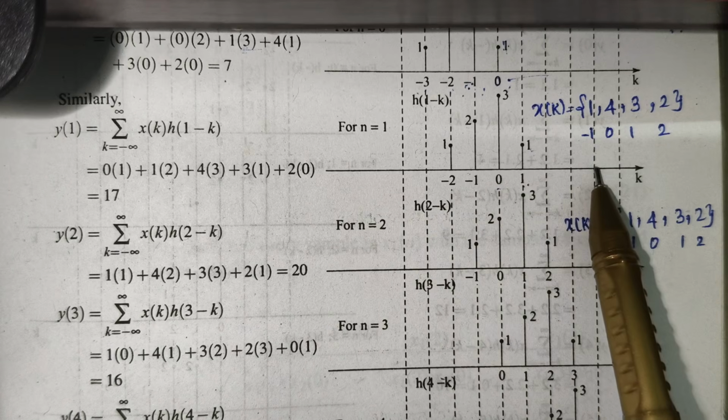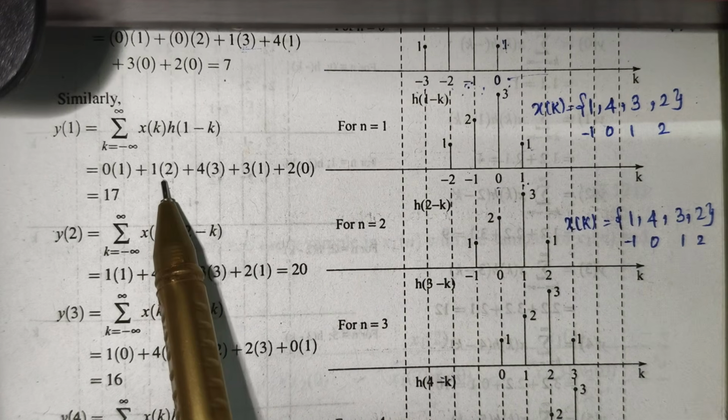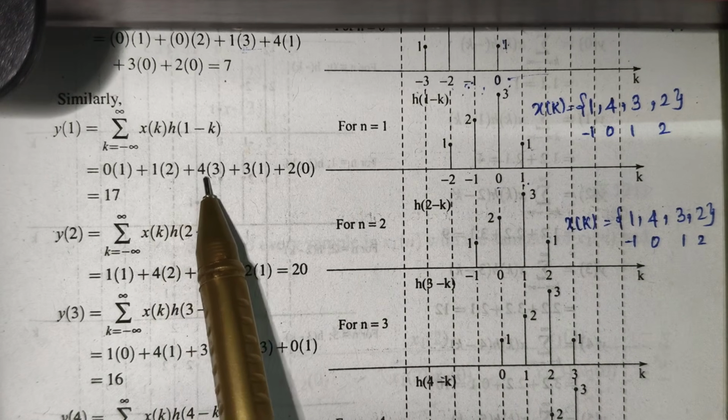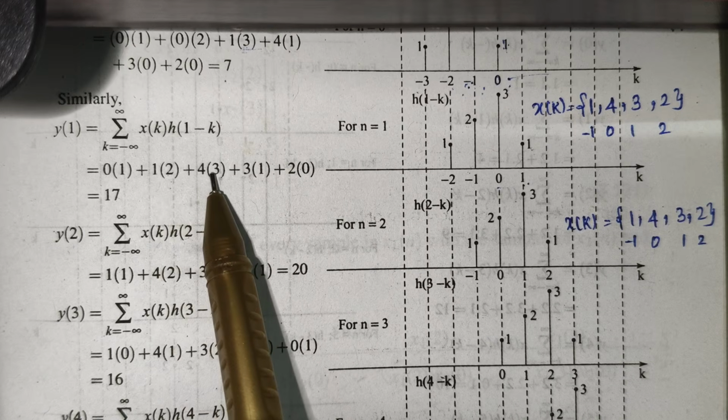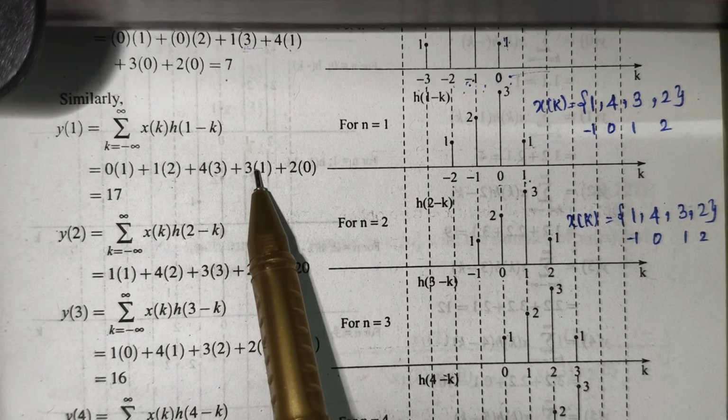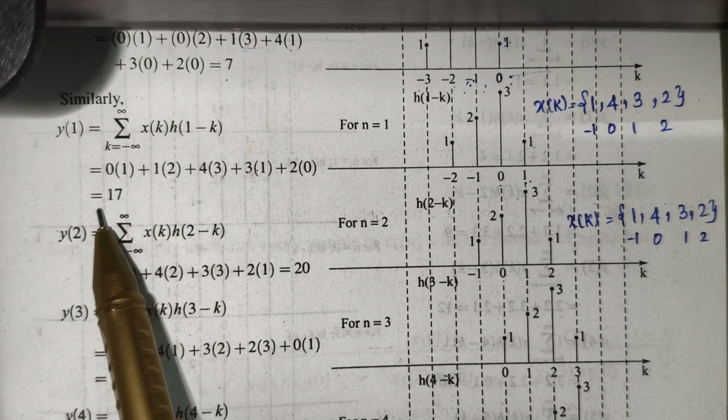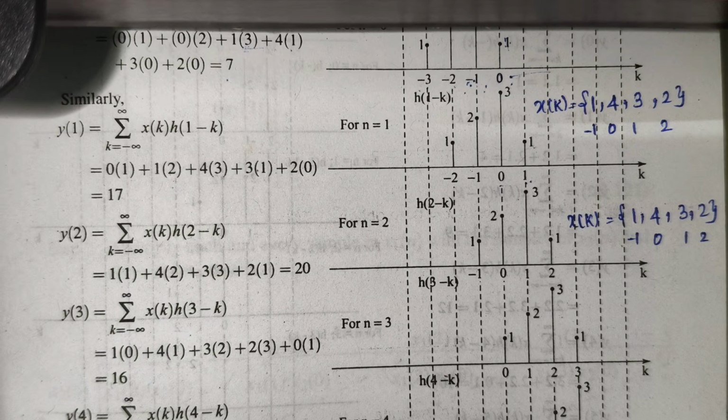At other points I don't have amplitude here and here. So 1 into 2 will give me 2. 3 into 4 is 12. So 2 plus 12 will give me 14. 14 plus 3 will give me 17. So 17 will be my value at y of 1.